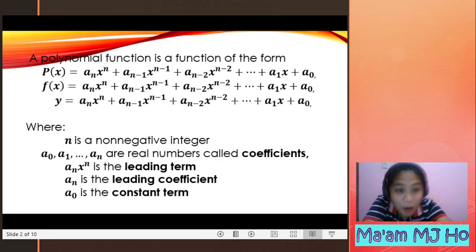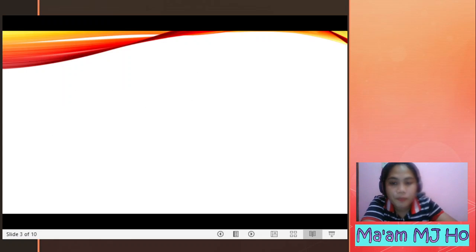A constant term has a variable, but the exponent of the variable is 0. Kaya yung a sub 0 or x sub 0 or y sub 0, kapag ang exponent ay 0 na kahit anong variable, equivalent lang yun sa 1. So kaya hindi na natin nilalagay yung kanyang katabing variable. So instead of putting it as x sub 0, we put it as 1. So kaya tinatawag siyang constant term.